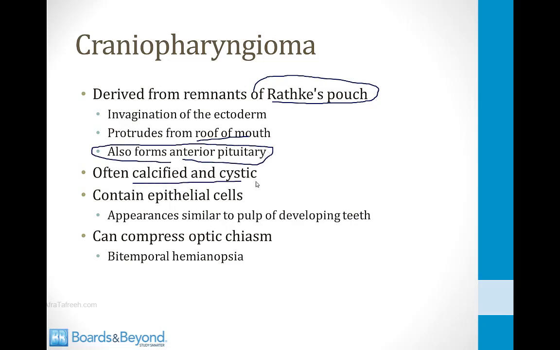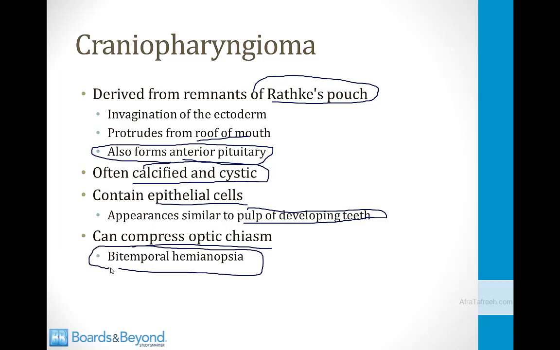These are often calcified and also full of cysts. They contain epithelial cells, and their appearance can be similar to the pulp of developing teeth. So if you hear about a tumor described that has elements in it that look like teeth, they're probably talking about a craniopharyngioma. And when it compresses the optic chiasm, you get that bitemporal hemianopsia that I talked about before, with absence of visual information coming from the outside of both eyes.